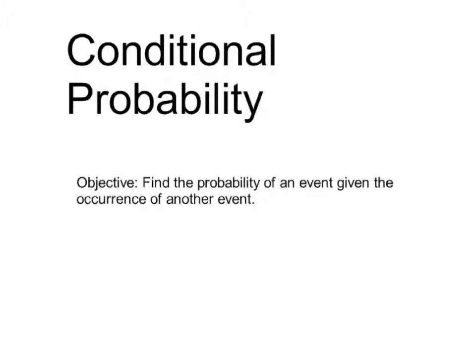This is a video on conditional probability. By the end of the video, you should be able to find the probability of an event given the occurrence of another event.